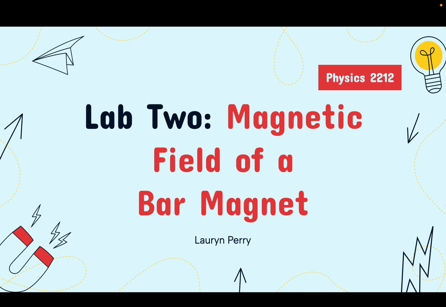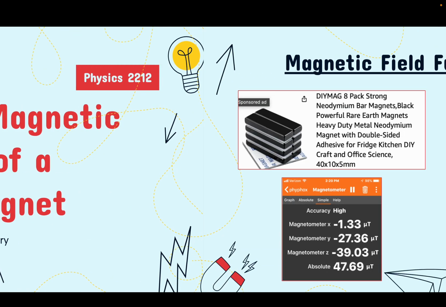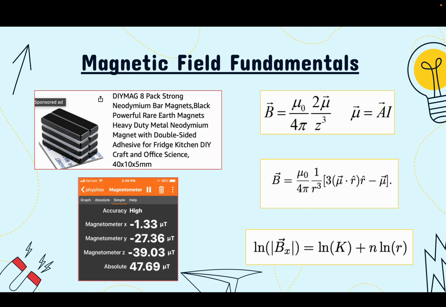Today, I will be presenting my lab report for Physics 2212. For this particular experiment, I measured the distance dependence of the magnetic field due to a small bar magnet and compared these measurements to the distance dependence predicted by equations for the on and off axis magnetic fields derived from the Biot-Savart laws. To do this, I needed a bar magnet, the magnetometer app.